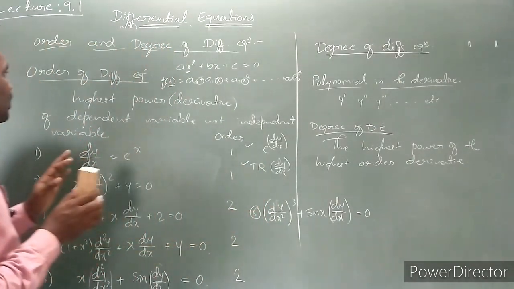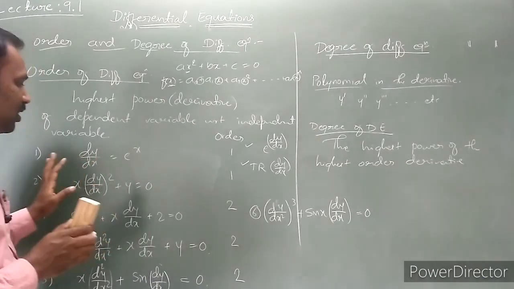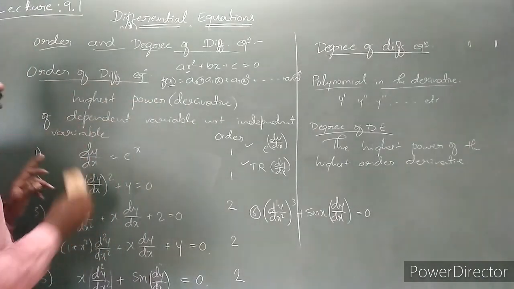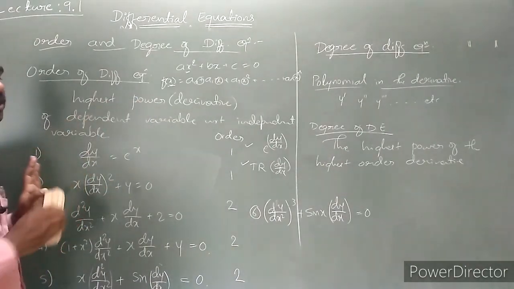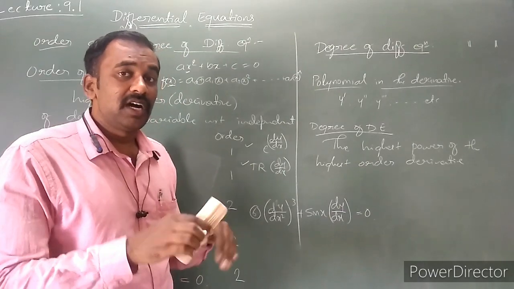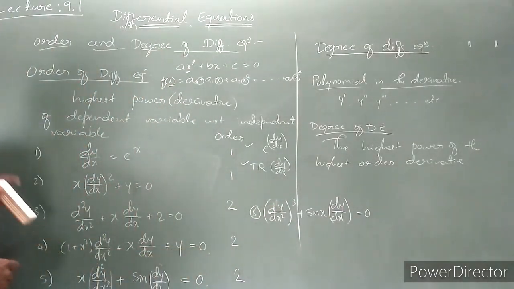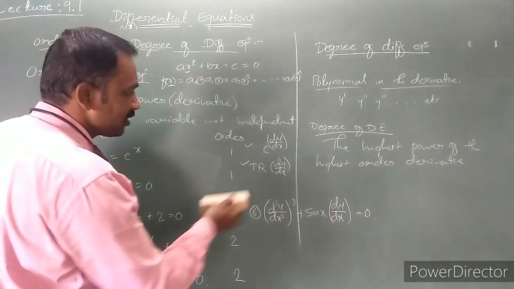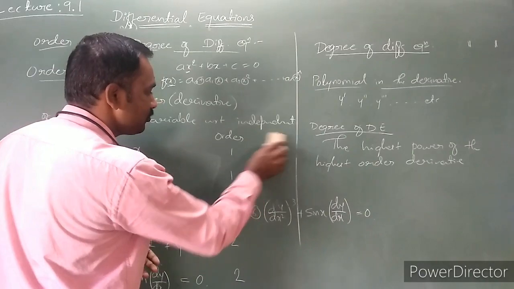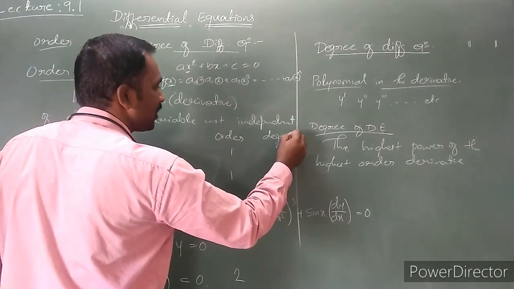Order of the differential equation means how many times they are differentiated, maximum. That is our order. Highest order derivative means the highest derivative of the differential equation. Degree means the highest power of the highest order derivative. First of all, come to here. I need to write the degree. I just wrote this one. Here order is over. Now I'm just trying to write the degree.